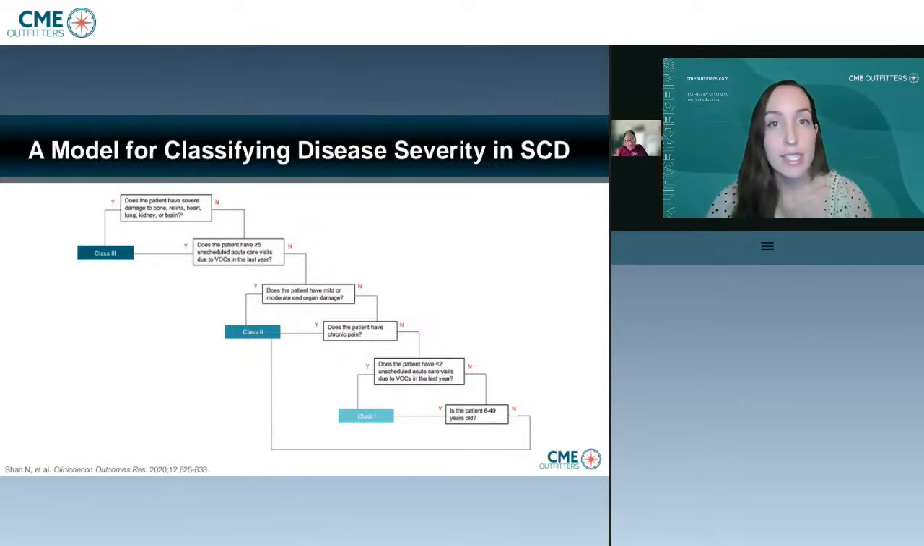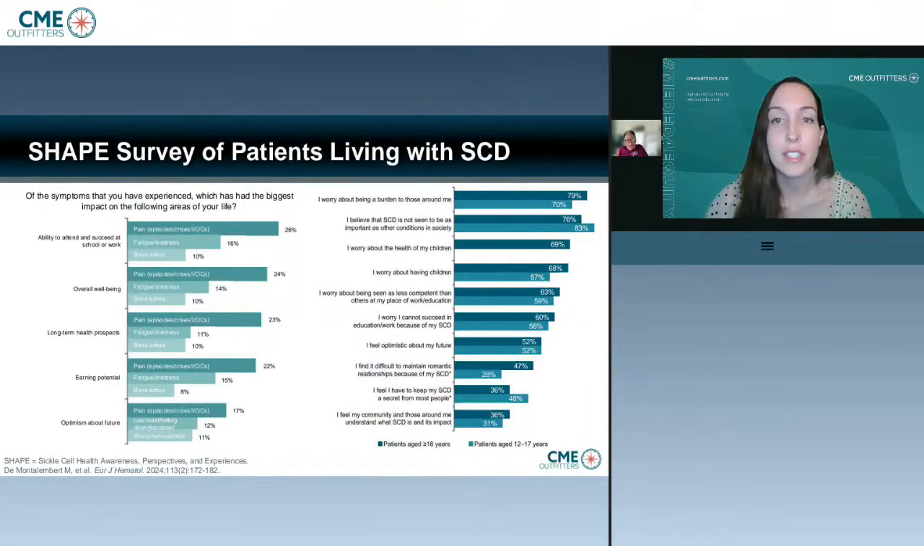Class 2 is moderate disease, so this is going to be your patients with mild or moderate organ damage and or chronic pain. And then lastly, we have class 1, which is a more mild disease. Anybody who's between 8 and 40 years old with less than 2 crises or acute care visits in the year falls within that category. And the framework just emphasizes how sickle cell isn't a one-size-fits-all disease and integrates the acute events, the chronic complications, and the organ involvement to provide a more holistic view of severity.